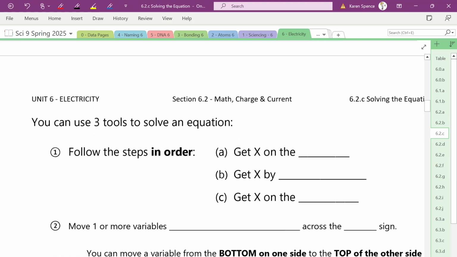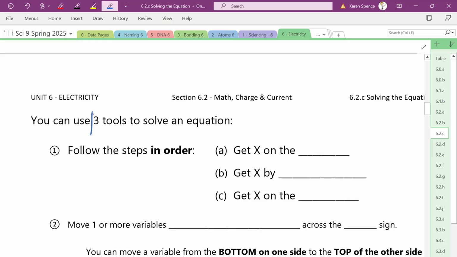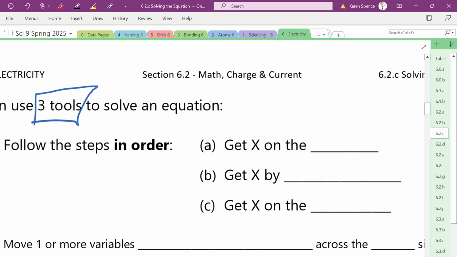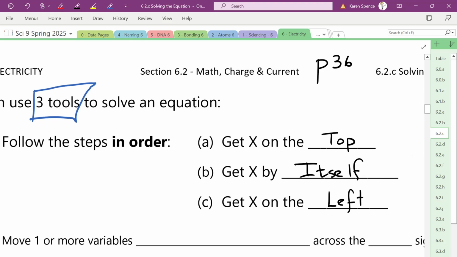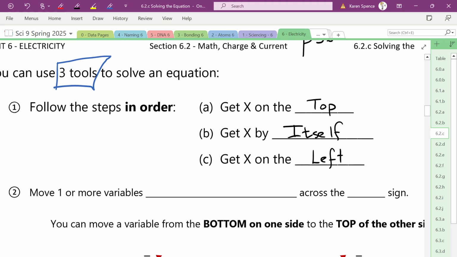Okay, let us try. Actually, just before we do that, you can use 3 tools to solve an equation. See if you can fill in A, B, and C. This is page 36 now. Get X on the top. Get X by itself. Get X on the left. So that's tool number 1.